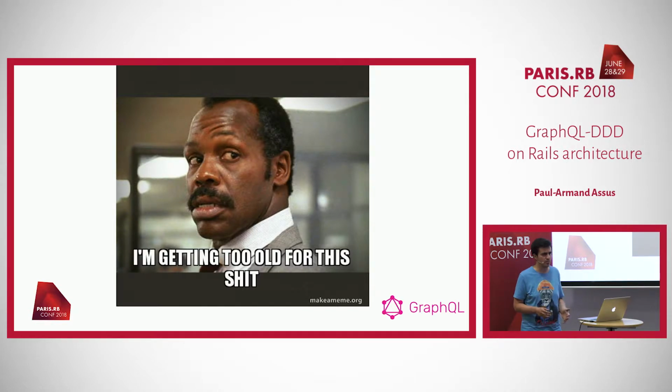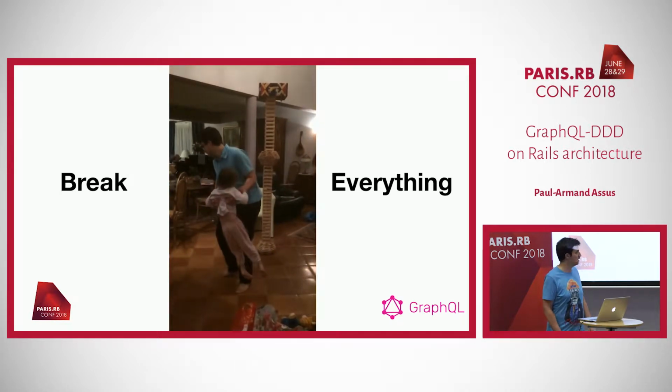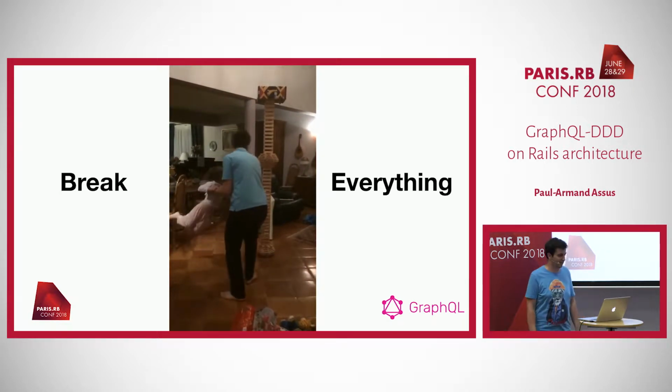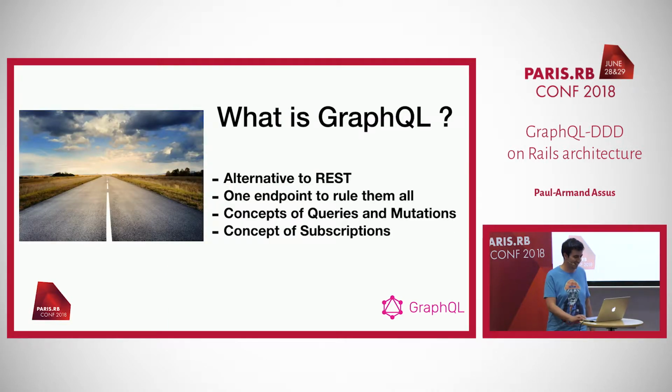So after around 3 months of building very tiring APIs, I told myself, okay, let's try something else. Let's find something so that when I've built an API for a project from scratch, I don't want to touch it anymore. So okay, I destroyed everything. And this is my daughter. And I discovered GraphQL at this time.